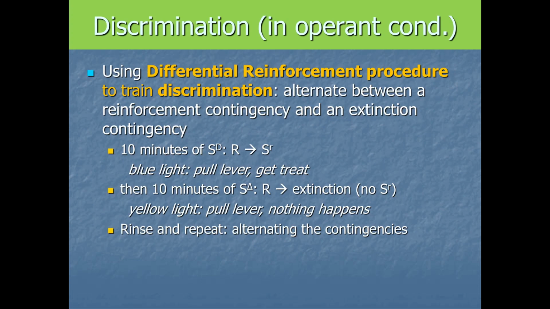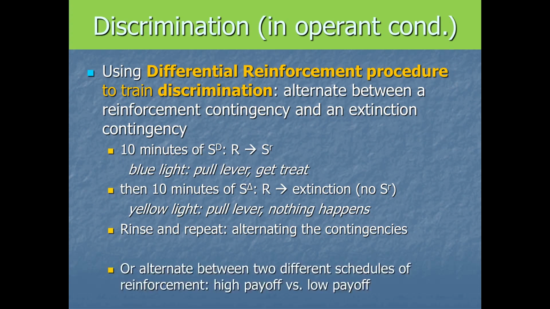And you just kind of rinse and repeat this procedure for a while, alternating these two contingencies over and over again for a while each. That is a differential reinforcement procedure. Eventually, they'll pull the lever only when the blue light is on. They're learning to discriminate the colors, discriminate those two stimuli, and only respond to one stimulus, to one situation. So you'll get discrimination out of this.